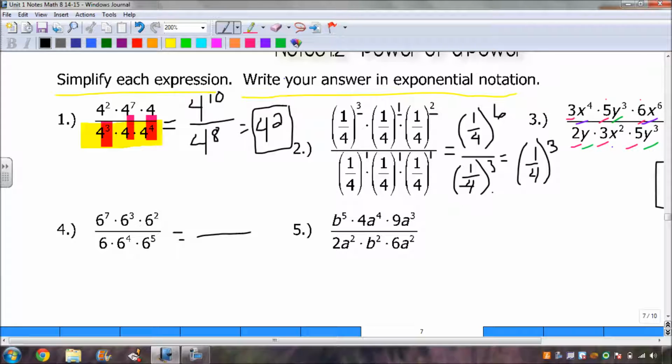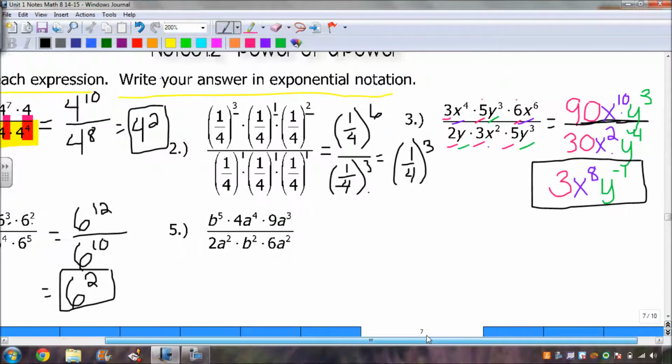Okay, so in the numerator, you should end up getting 6 to the 12th power because 7 plus 3 is 10, plus another 2 is 12. And then in the denominator, you should get 6 to the 10th power because this invisible 1 plus 4 is 5, plus another 5 is 10. Divide it all out. When you divide, you subtract your exponents, so you end up getting 6 to the 2nd power, and that's your final answer.